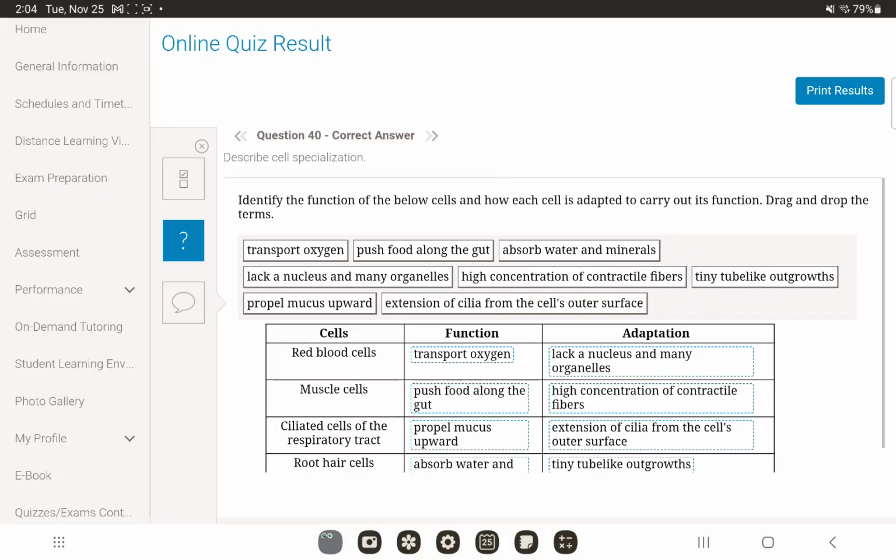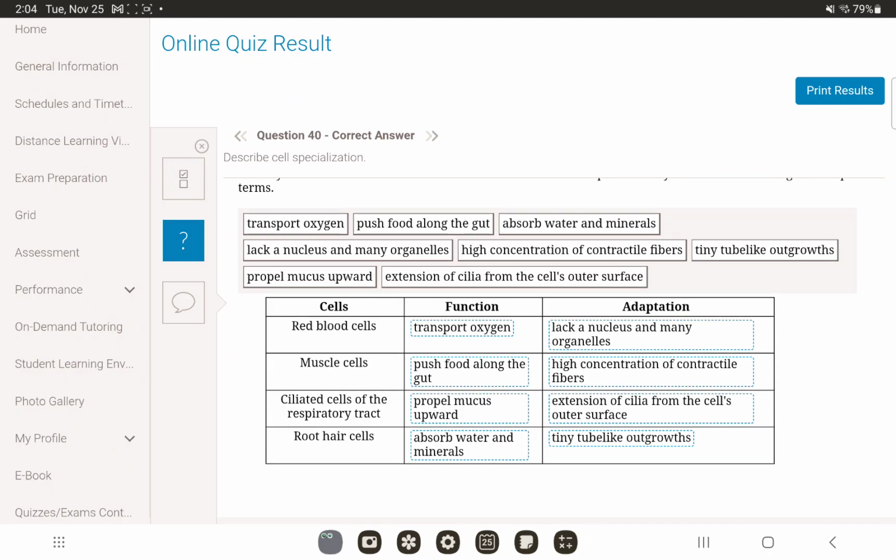Identify the function of the below cells and how each cell is adapted to carry out its function. Drag and drop the terms. Red blood cells generally transport oxygen, and they do this because they lack a nucleus and many organelles, which gives them more room to carry said oxygen.